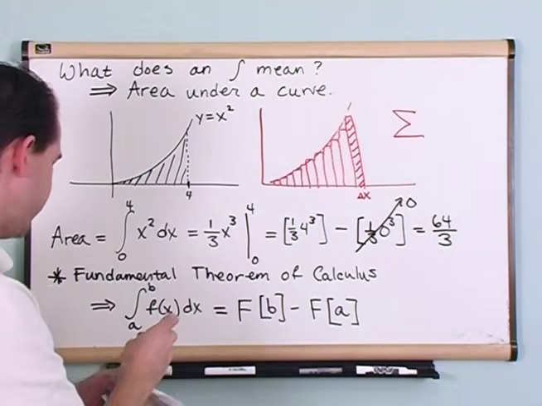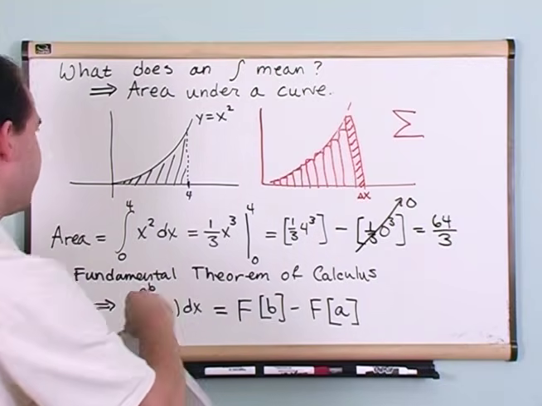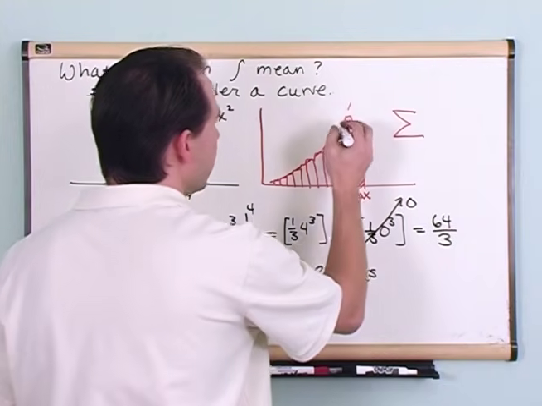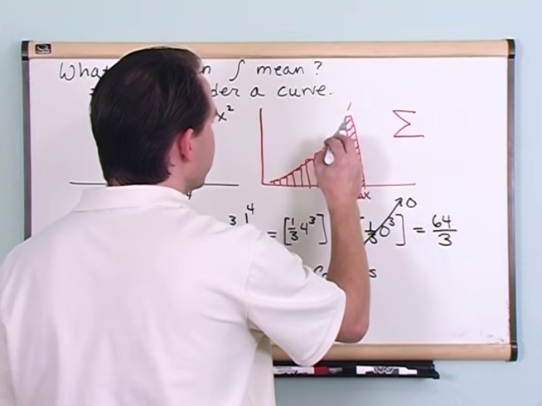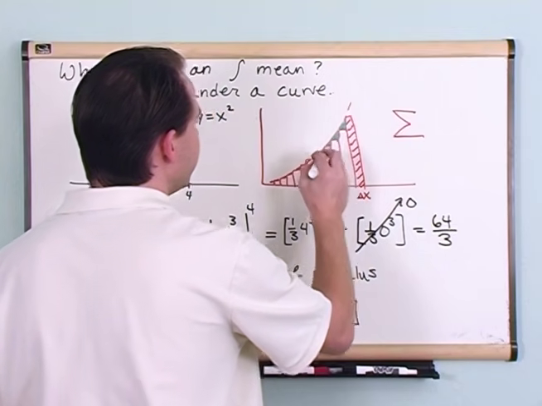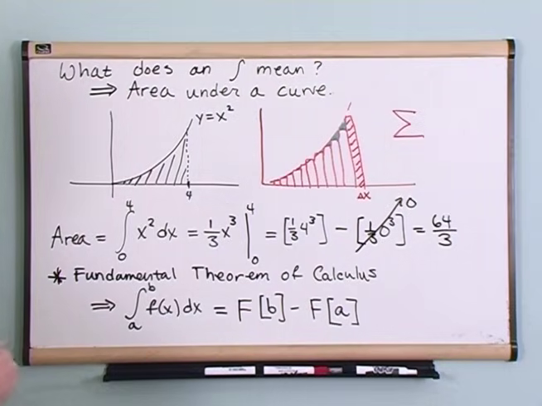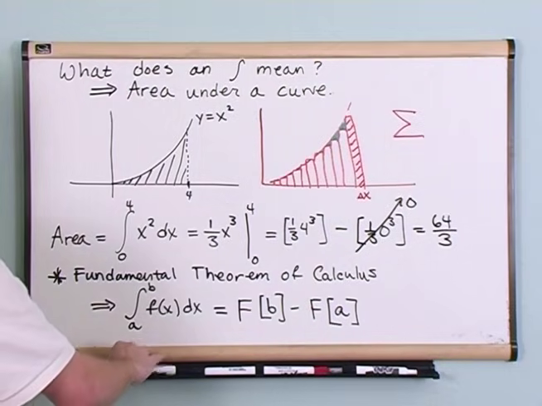It wouldn't be the real deal, because when you look up here, look at all this area I missed. I didn't get any of this here, I didn't get any of this over here, and so on in between the little columns. I didn't get any of that area, so it's not really perfect.